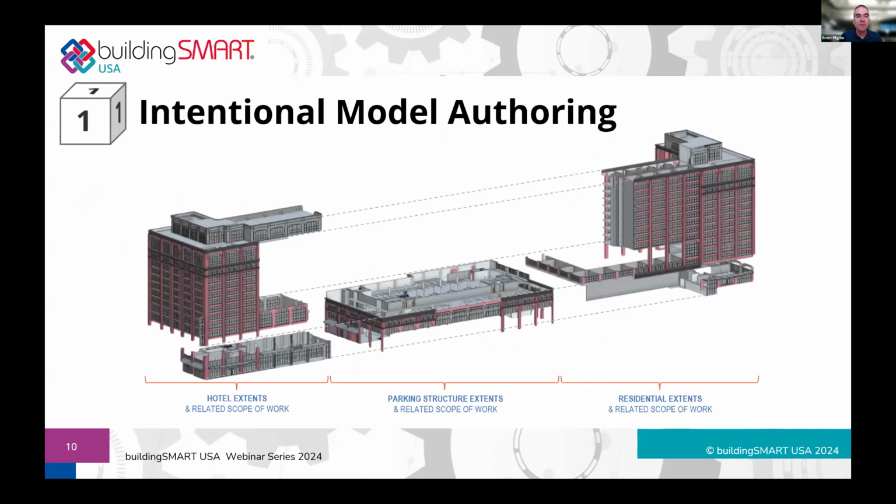A practical example of this is this image on the screen. This model was created with great intentionality. It's clean. It can be broken up into its different parts. So this particular building has 3 kind of functional areas. It's got a multifamily component. It's got a hotel or hospitality component. It's got a parking structure. And because it was modeled with intentionality, we could break that model apart in very clean ways and understand what's going on.